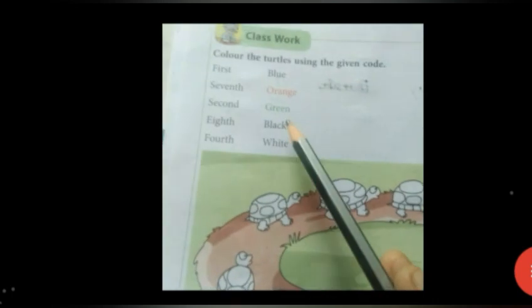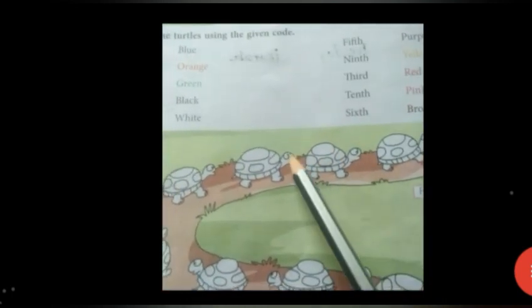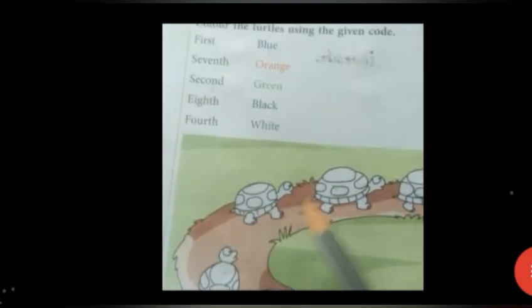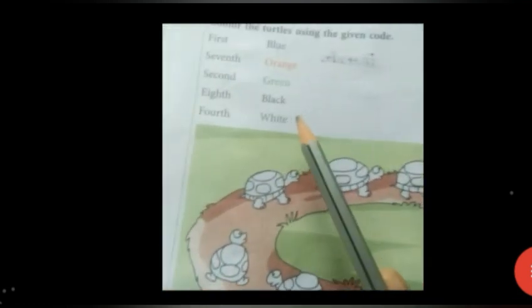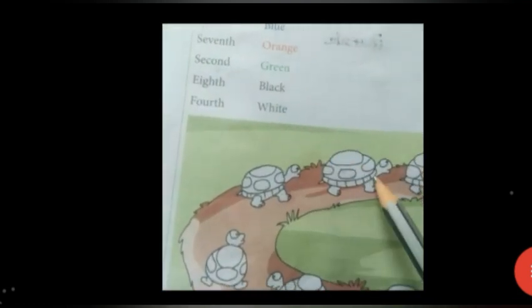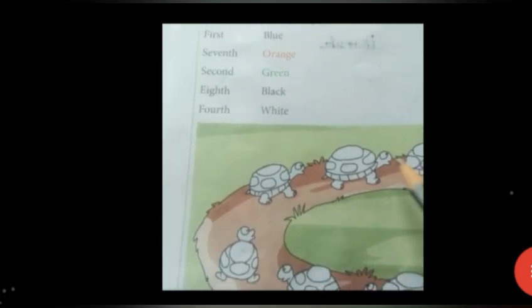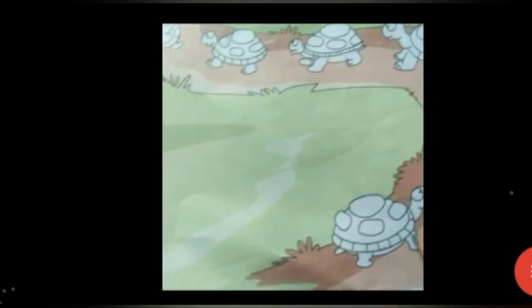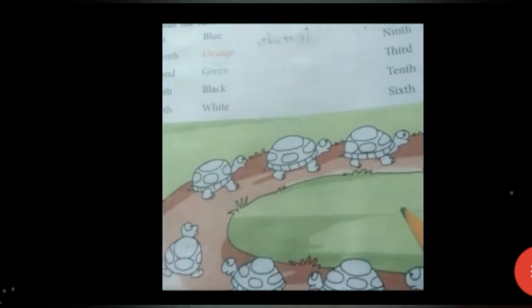Like that, you listen to the colors and color according to the ordinal number correctly. Which color is for the fourth? The fourth one is white. So there is no need of coloring, or if you have white color you can color it. Like that, you color the full row of tortoises right now. Understand? Now itself you color all the tortoises.